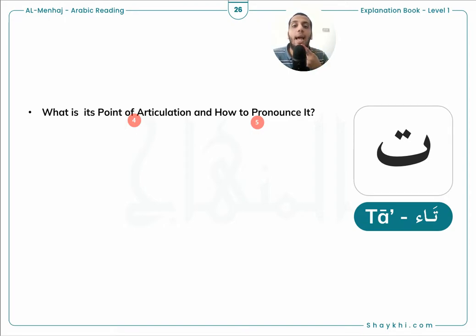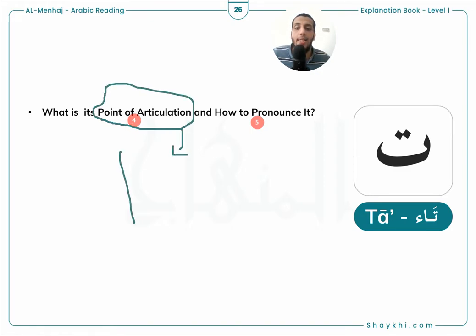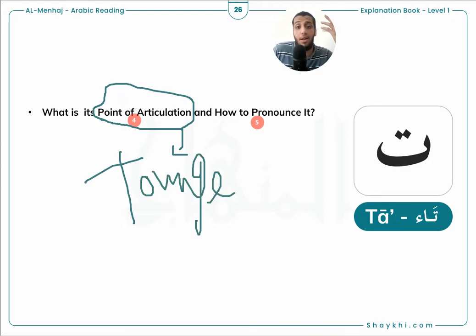T, T, T. What is the point of articulation of this letter? Actually, the point of articulation of this letter is the tongue. We are using our tongue to pronounce this letter. Unlike, for example, letter B and letter Mim and letter W, where we're using our lips, like B, Me, We. But this letter depends on the tongue when pronouncing it.